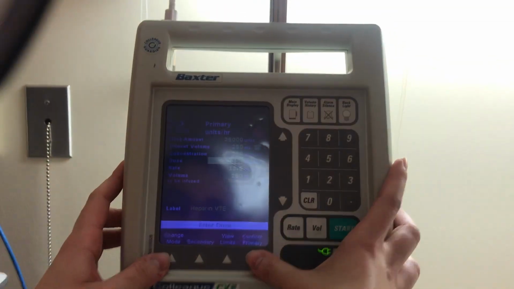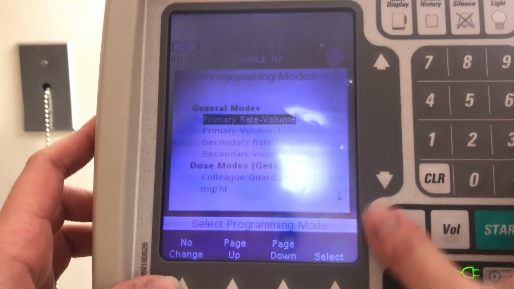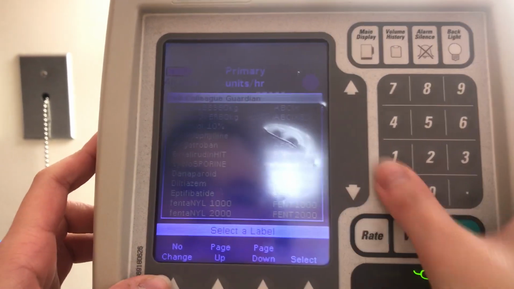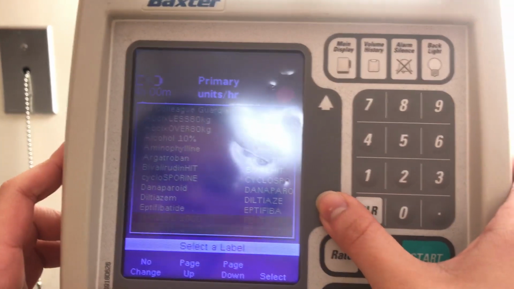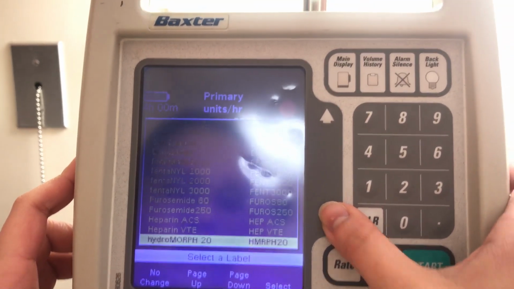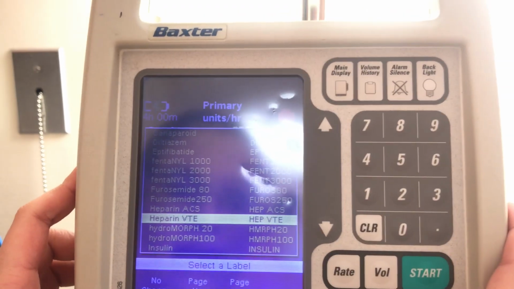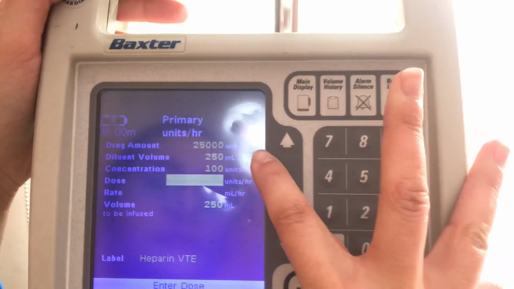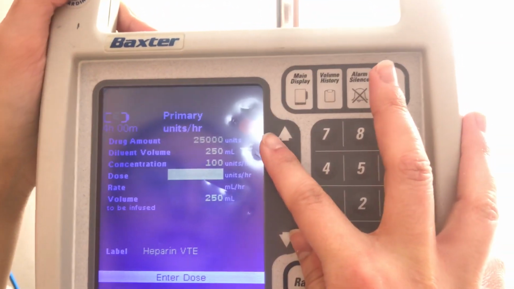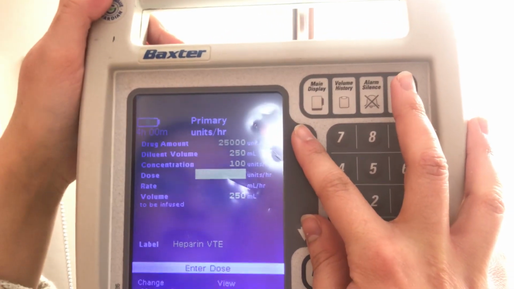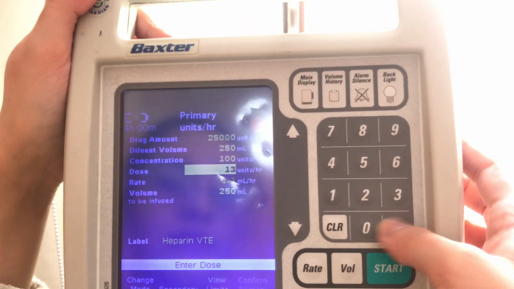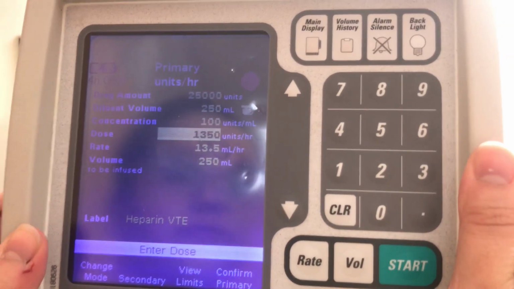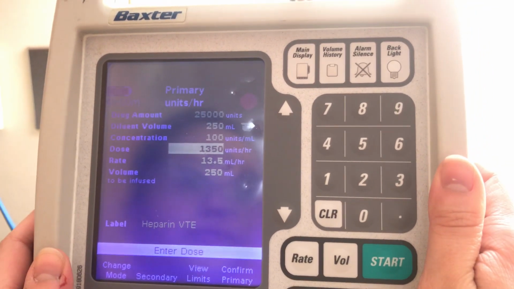So primary, I'm going to go under the Guardian, select that. And I'm going to have to select heparin for VTE, venous thromboembolism. Select that. So it does match up, 25,000 units. That's a total of 250 mLs of the diluent D5W. The dose is going to be 1350 units per hour. That rate matches what I calculated, 13.5 mLs per hour. Volume to be infused is 250.